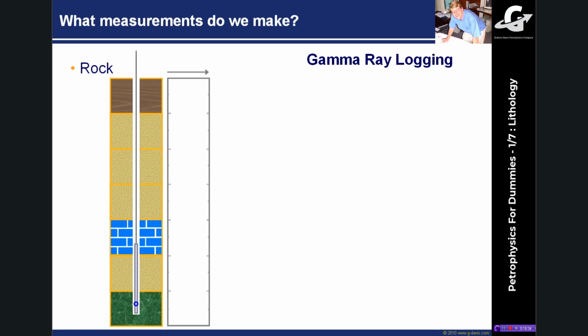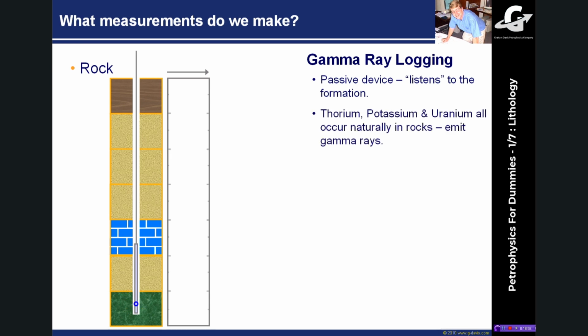So this first type of measurement is one of the simplest measurements we make just to determine rock type. And it's called gamma ray logging. Now what we see, a gamma ray is a passive device. That is, it listens to the formation. So it doesn't do anything to the rock itself, it just is a measurement device. We put it down the hole and it listens, if you like, to the signals given off by the reservoir.